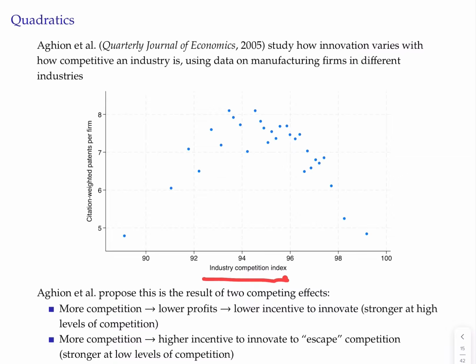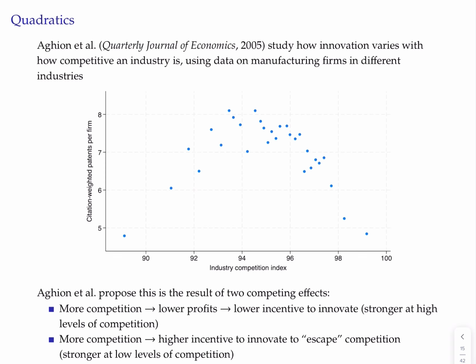The industries are being measured according to how competitive they are. So 100 is perfectly competitive, like the textbook model from intro econ, right? And then lower levels are less competitive. And the measure of innovation here is patents per firm. So a measure of how much innovative activity goes on, how much the businesses are patenting new ideas or technologies.